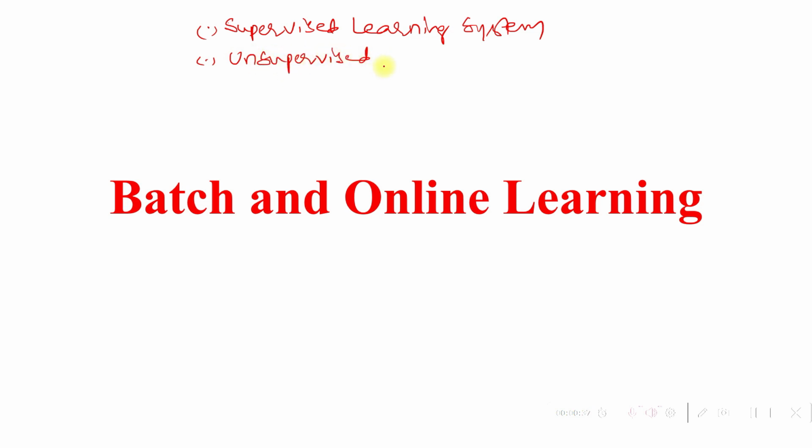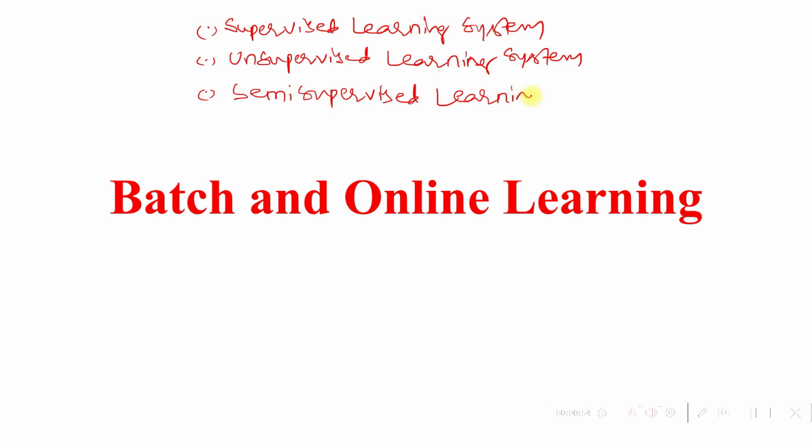One is supervised learning system. Second one is unsupervised learning system. Third one is semi-supervised learning system. And the fourth one is reinforcement learning system.